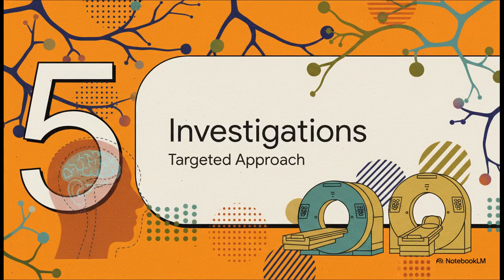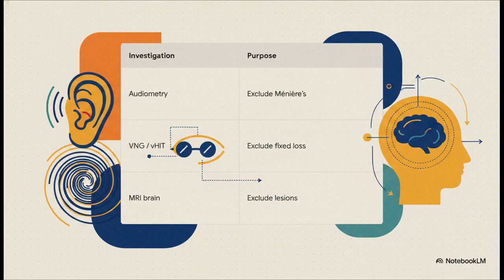And finally, Section 5, Targeted Investigations. We need to reframe how we use testing here. Because there is no pathognomonic test for vestibular migraine, our investigations are primarily exclusionary. We're using them to confidently rule out the alternatives.